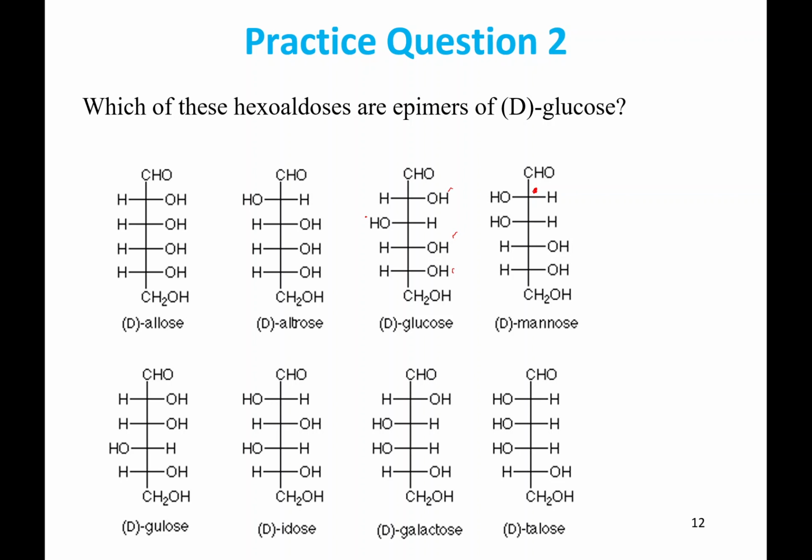Altrose, if we look at altrose, instead of right, it's left at the first carbon. Then it's also different at carbon 3, so altrose is not an epimer of glucose. It differs at 2 carbons. Allose, however, is easy, because all the hydroxyl groups are on the same side. So allose has all hydroxyl groups on the right side. Okay, so that would be an epimer at position C3.